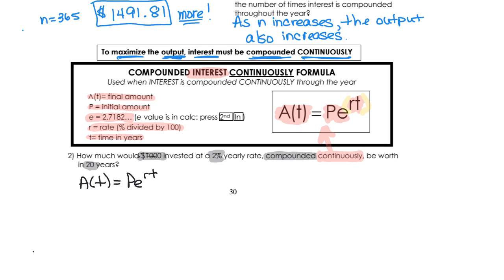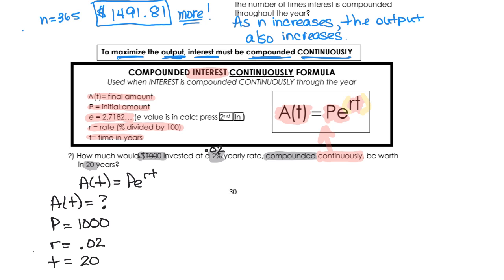A lot of people will call this formula the PERT formula. And so here we go, guys. So A of T is our final amount, and I don't think we know what that is. We want to know how much we're going to get out, okay? Our P is our initial amount, or what we're putting in, which is $1,000. E is already in our calculator, so we don't count it as a variable down here in our list. Okay. Our rate, guys, is 2%, which is 0.02. And again, guys, this formula does not use 1 plus or 1 minus, okay? And then our t value is our time, which is 20 years.